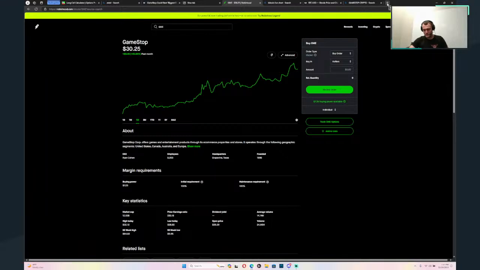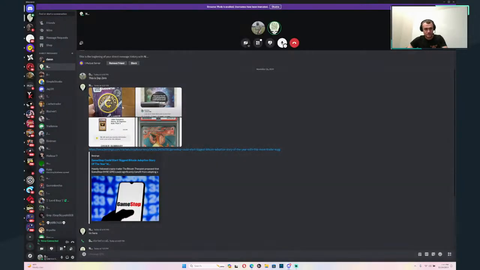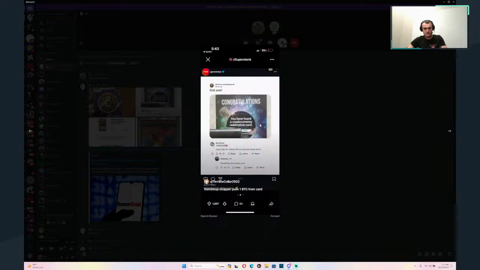GameStop has about $5 billion in cash on hand, and has for quite some time, that they've supposedly not been doing anything with. However, I know they've been selling trading card packs where you can scratch off cards and win a tenth of a Bitcoin, a quarter of a Bitcoin, half a Bitcoin, all the way up to 1 Bitcoin. I've seen these pictures on Reddit and in news articles. This is real. This is not some sort of photoshopped thing.